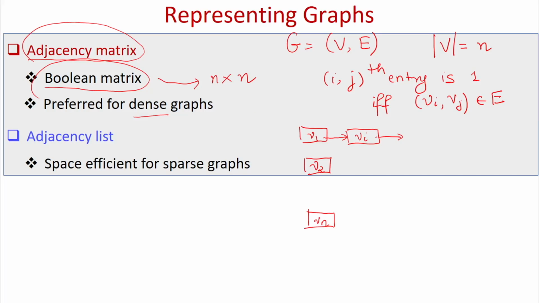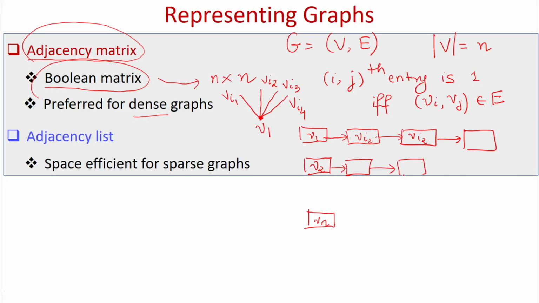That means in your graph G, you focus on the edges which have V1 as one of the endpoints. For those edges, find out the other endpoints and put them in the linked list with V1 as the starting node. So basically the linked list starting with V1 lists down all the neighbors of V1. Similarly, the linked list with V2 lists down all the neighbors of V2, and so on.